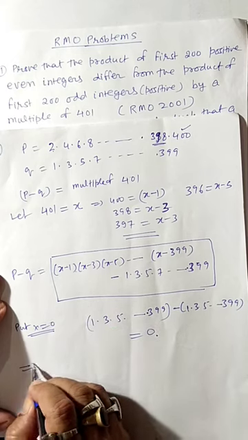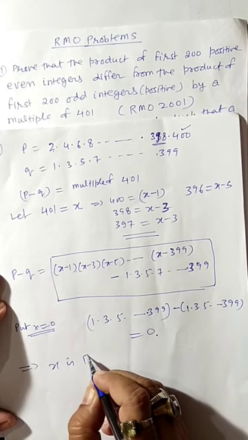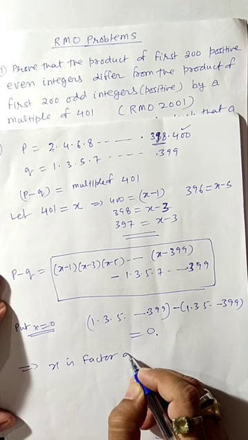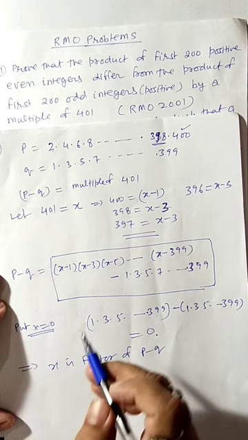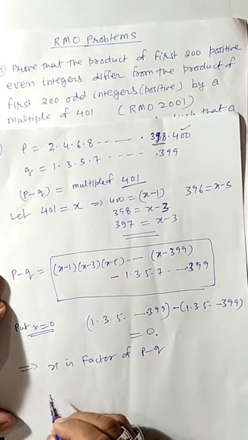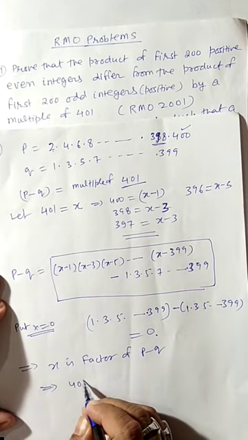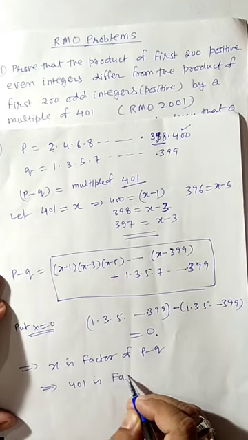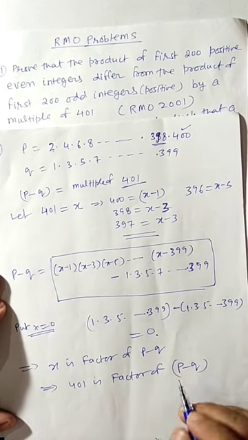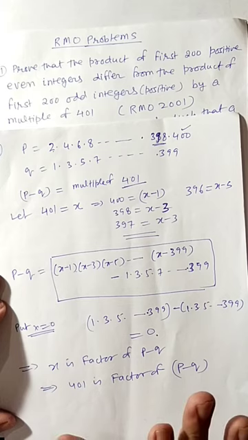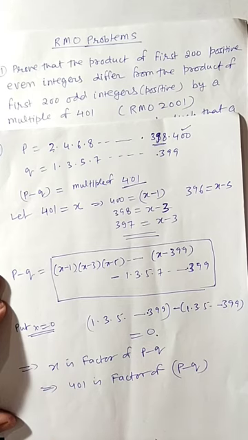Means x is a factor of P minus Q. And what is x? x is 401. We can say that 401 is a factor of P minus Q. I think this problem may be clear to all of us.